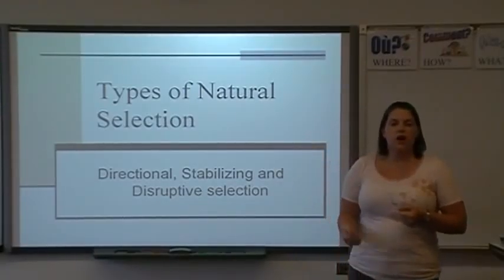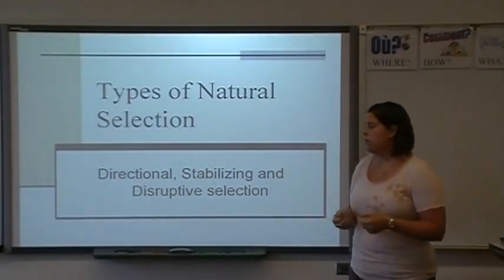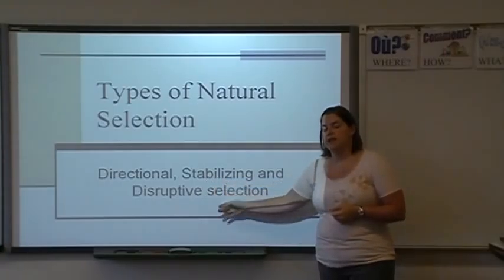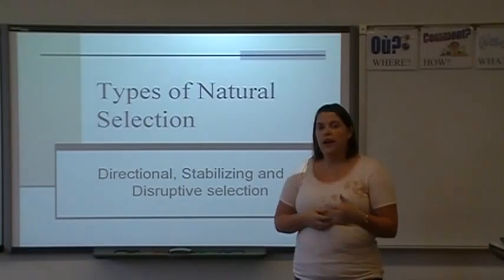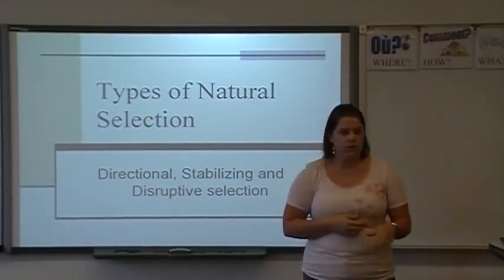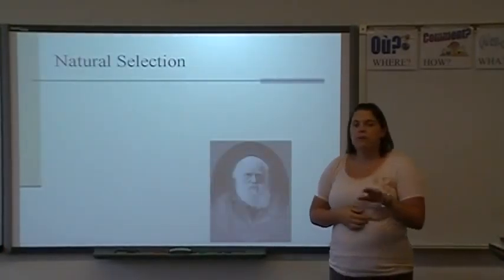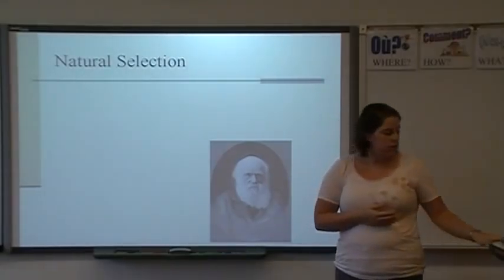We're going to focus on three types of natural selection. Those three types are directional, stabilizing, and disruptive natural selection. We will continue our discussion in days ahead with other types of natural selection. Now, to begin with, let's talk about what natural selection is in general.